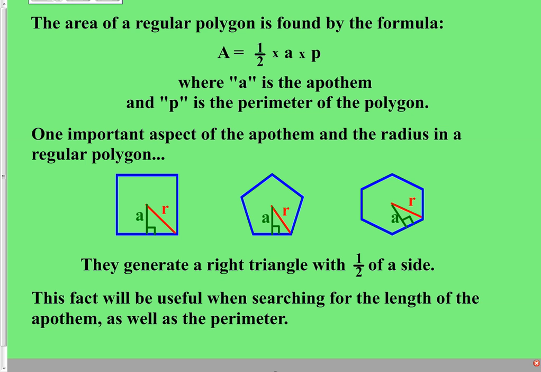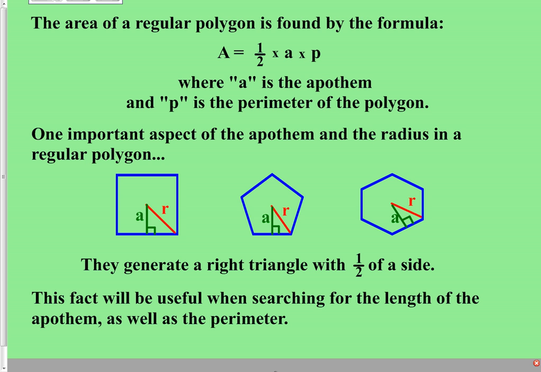Now, this becomes a very important concept in a regular polygon, as you can see on those figures in the center of the screen, that if you look at an apothem and a radius positioned adjacent to each other, then you can see a right triangle that's formed between the apothem and the radius and half of a side length of the regular polygon.